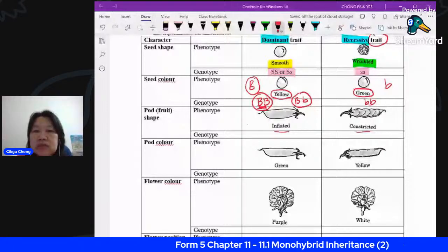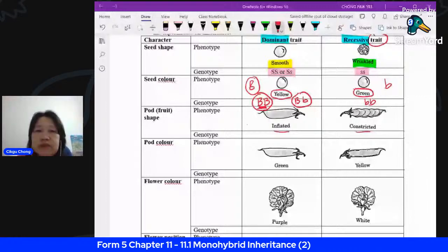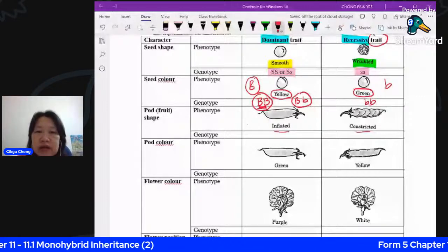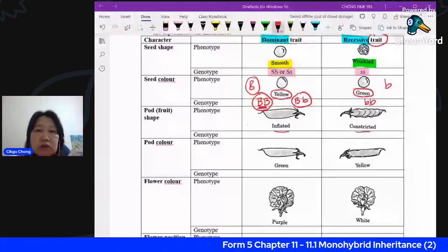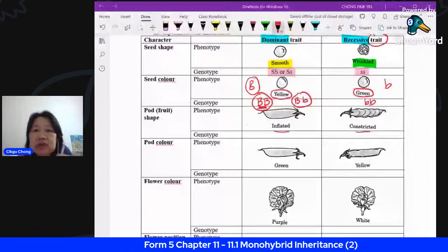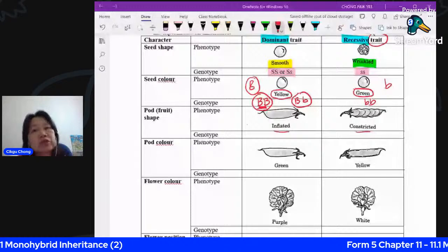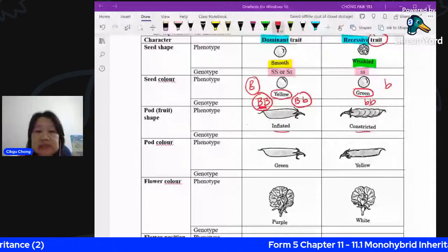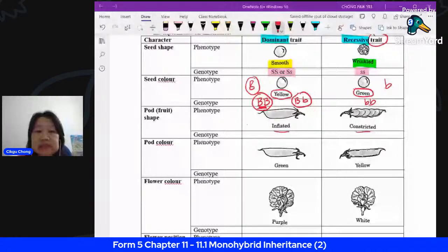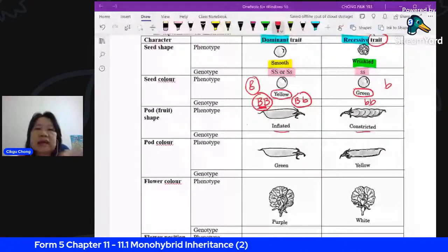Okay, so even if you have only one, which means capital B, it doesn't matter what the other one is, whether it's recessive or dominant. As long as you have one dominant allele, it will show the trait, which is yellow. So for all these dominant traits, you have either both the same, let's say capital R, or you can also have one capital R and small r. So these are two different types of genes that you have for a dominant trait.